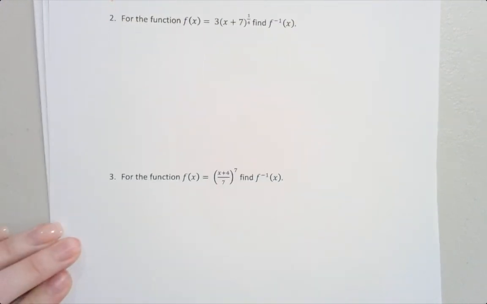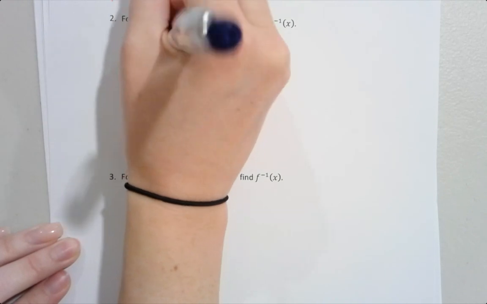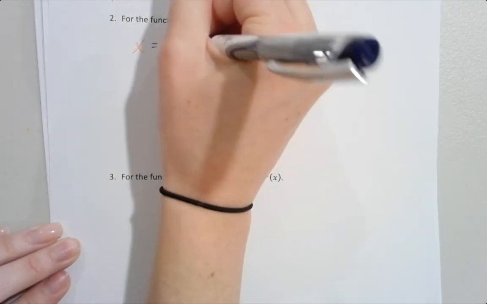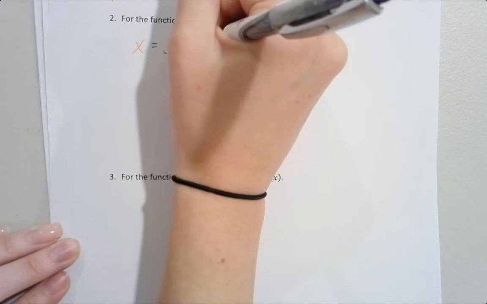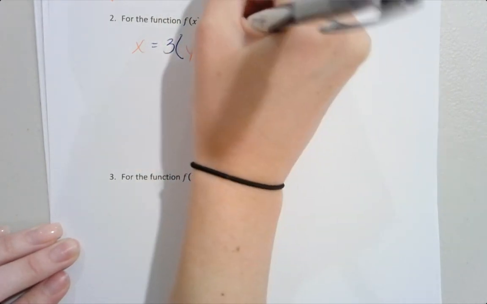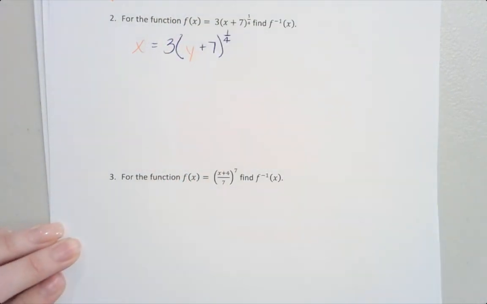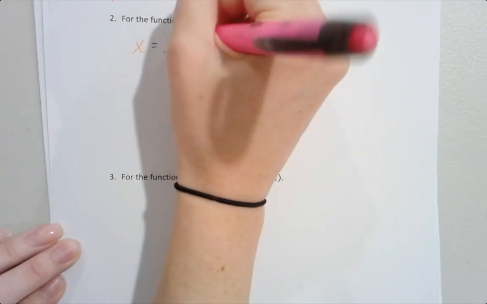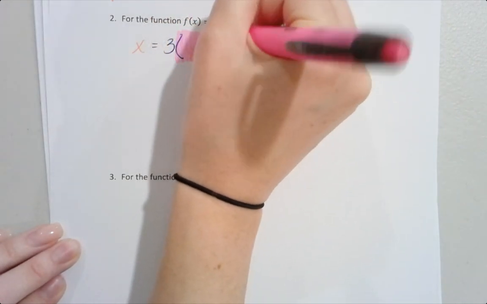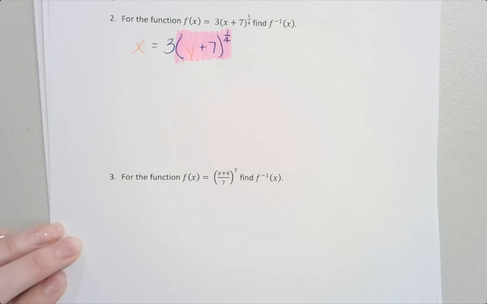Example 2 here, switch my x and y. x is equal to 3 times the quantity of y plus 7, all raised to the 1/4 power. All right. If I want to break inside that set of parentheses, there's 2 things that I need to do. I got to get rid of the 3 out front, and I got to get rid of the 1/4 power up top. And I have news for you. The 3 has got to go first.